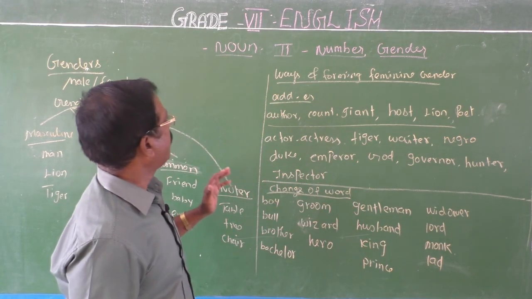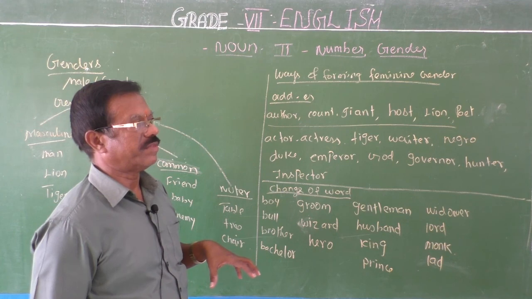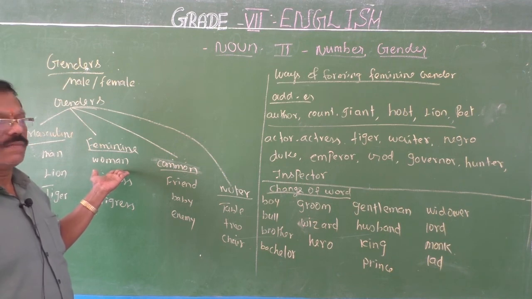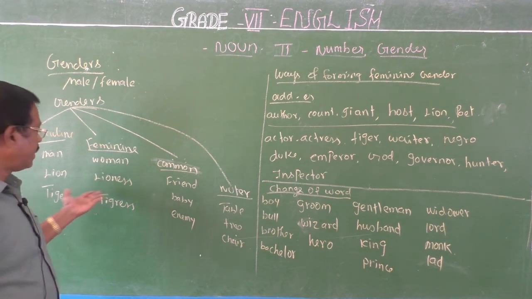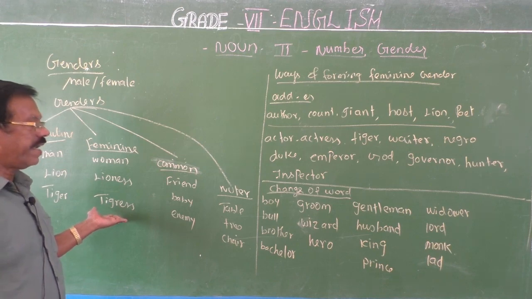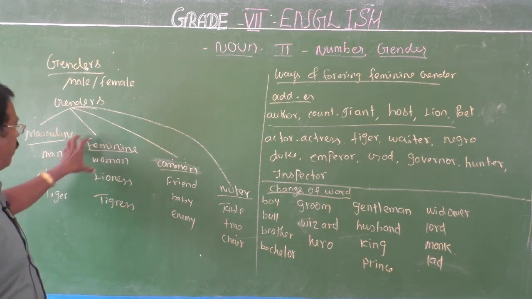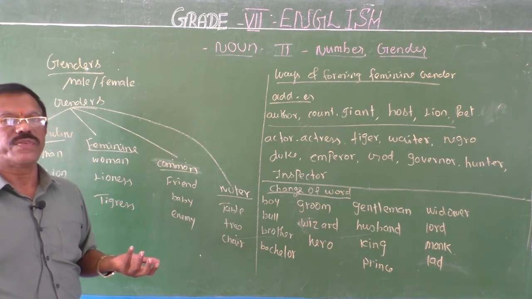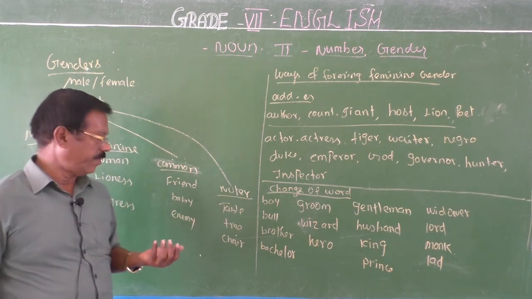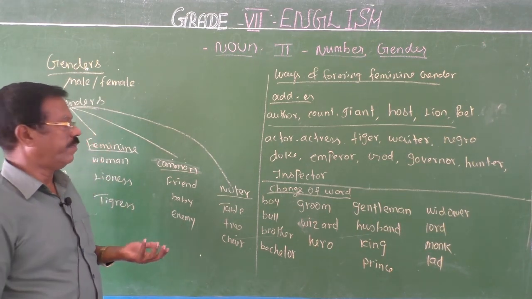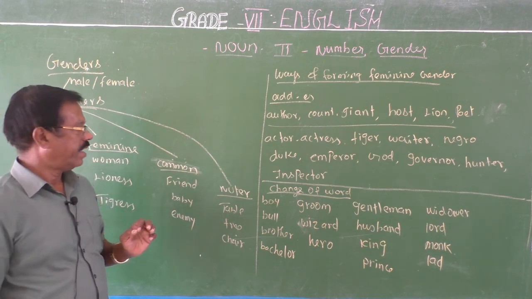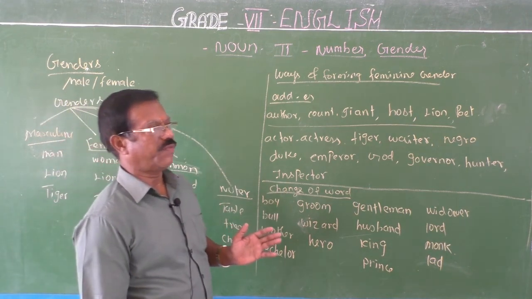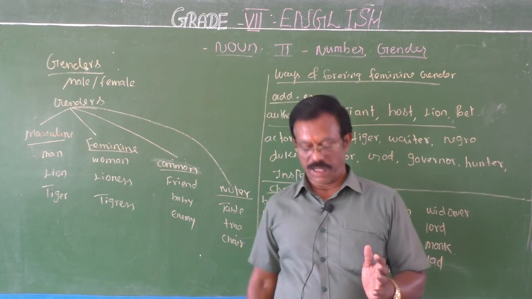Okay, children, see how these feminine genders are formed. For example, man, woman, I have given here as an example. Lion, lioness. Tiger, tigress. Okay, so these are masculine gender and feminine gender examples. For common gender, friend. Friend may be male or female, boyfriend or girlfriend, baby, male baby or female baby, enemy may be male or female. So they are the best examples for common gender. And then neuter gender: table, tree, chair. These things cannot be classified as male or female, isn't it? Because they are all non-living things.